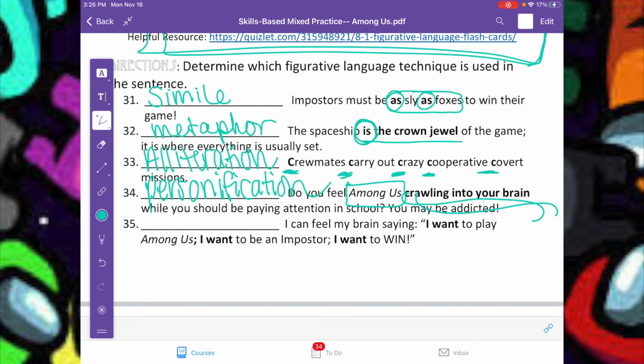I can feel my brain saying, I want to play Among Us. I want to be an imposter. I want to win. We have the repetition of the same word or phrase at the beginning of successive clauses here. This is an anaphora.